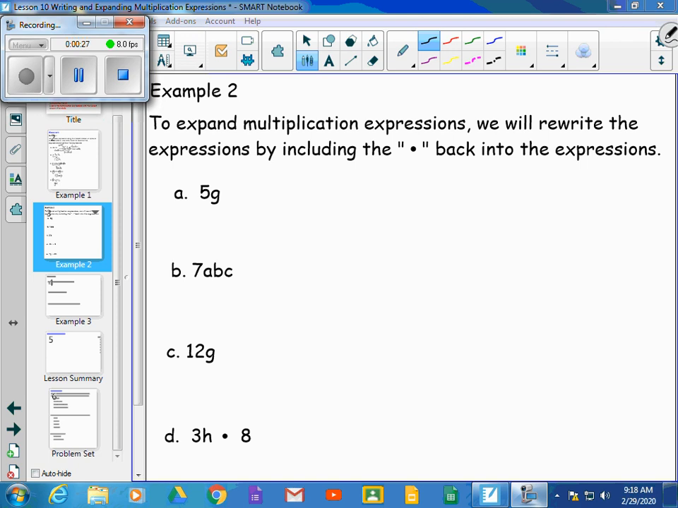We're going to expand them out as far as we can. So in letter A, we know that 5 is a factor, and G is also a factor. So we could say that 5G expanded would be like that there. Letter B, 7 is a factor, A is a factor, B is a factor, and so is C.